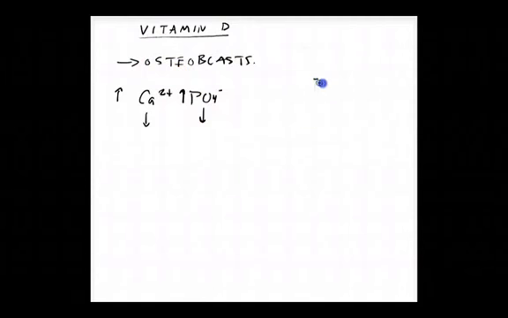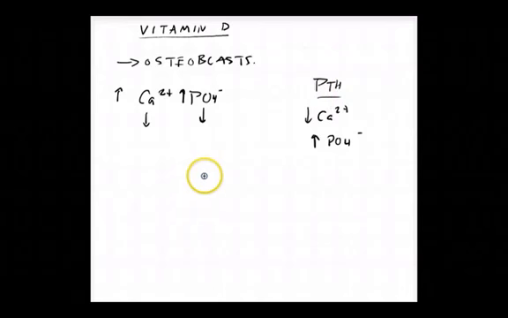When we're talking about parathyroid hormone, on the other hand, it's going to actually move them in the opposite direction. So if it decreases calcium in the serum, it's going to increase phosphate in the serum. Okay, so vitamin D is going to move them in the same direction, whereas PTH moves them in an opposite direction. So just keep that in mind as we move forward.